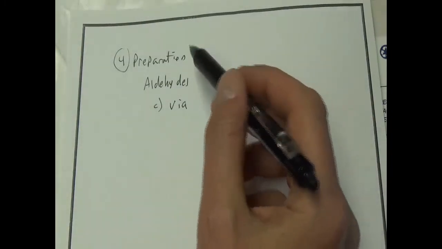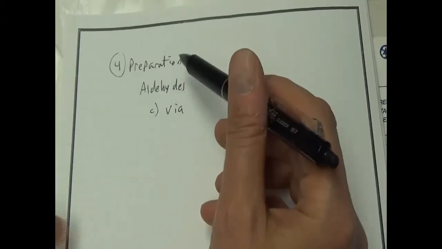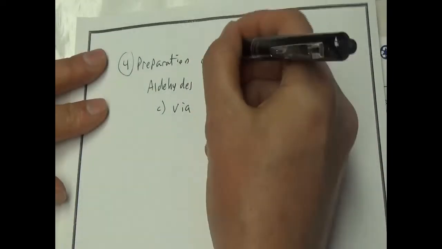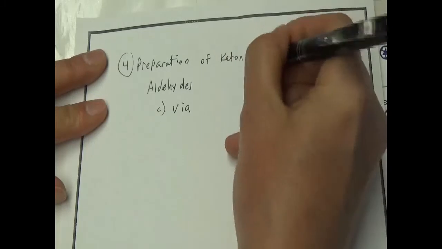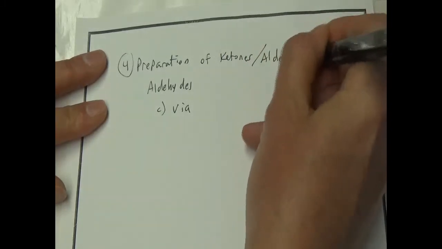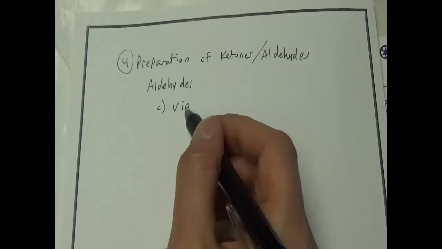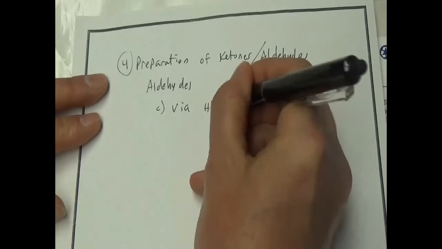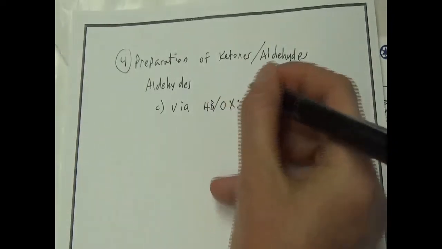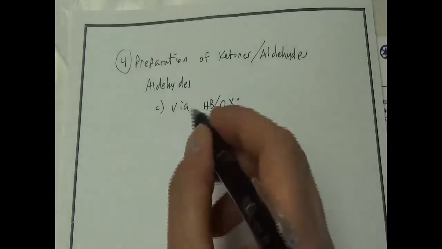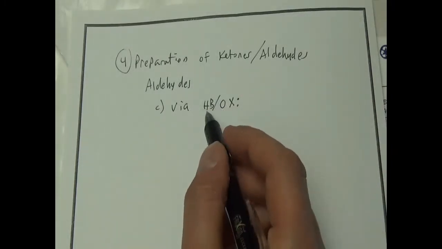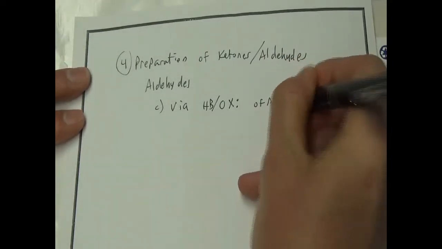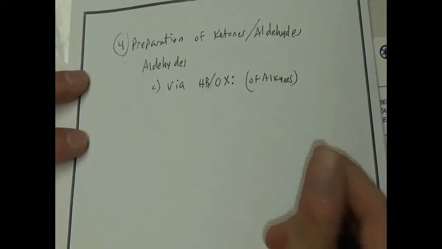Okay, so we're still on chapter 17, of course. Number 4, preparation of ketones and aldehydes. Specifically, we're talking about aldehydes right now. And the third method we will talk about is also review. So it's funny to think you actually know a lot already from Organic 1 and Organic 2. But one of the methods to make aldehydes is from hydroboration oxidation of alkynes. So we learned this in this course, in chem335.